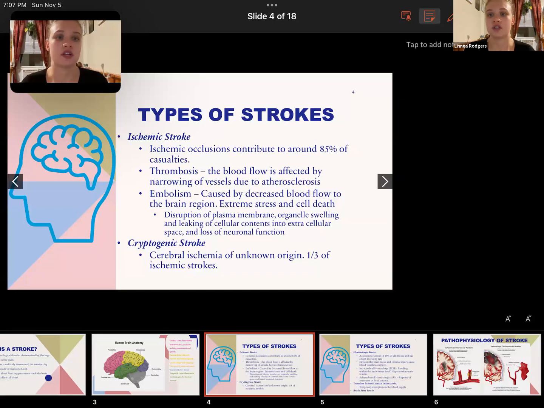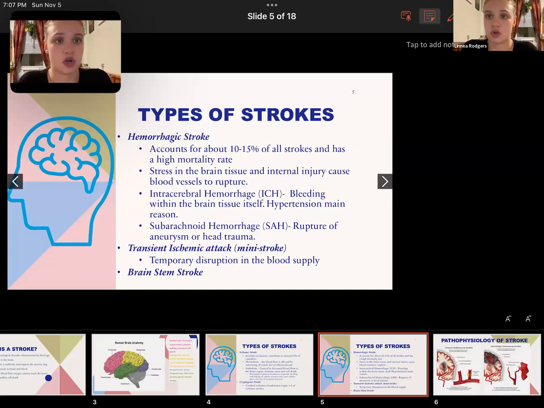A cryptogenic stroke typically just refers to a cerebral ischemia of an unknown origin. A third of ischemic strokes are cryptogenic. And then we have hemorrhagic strokes. They account for about 10 to 15% of all strokes and have a high mortality rate.